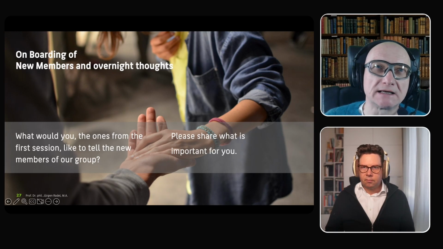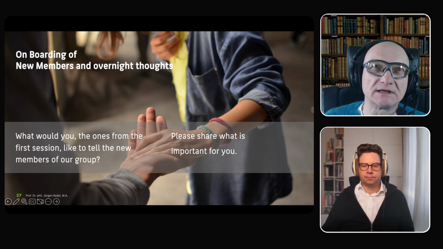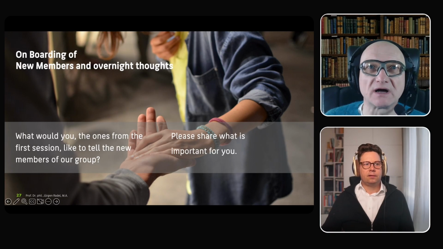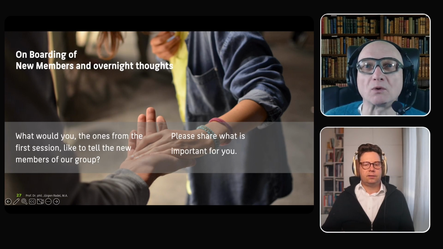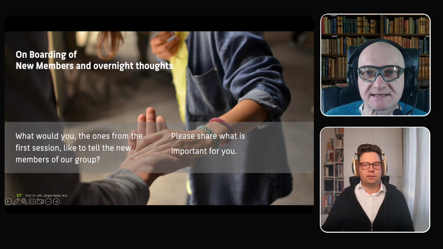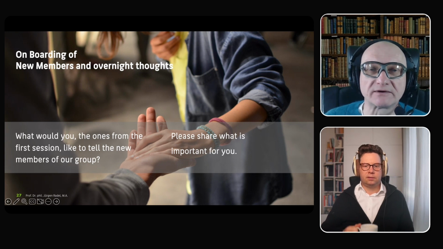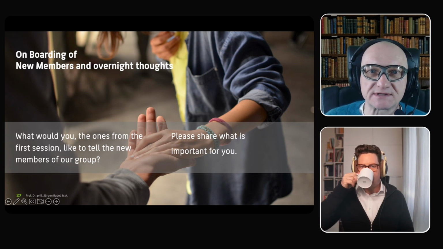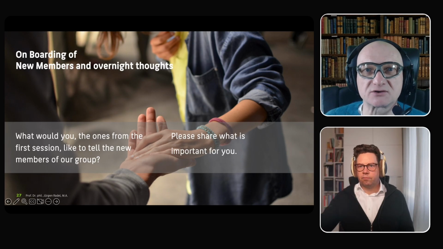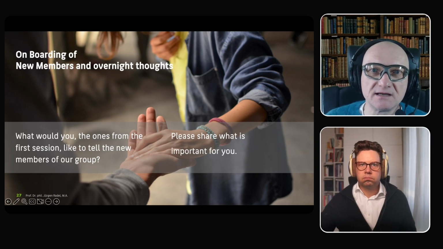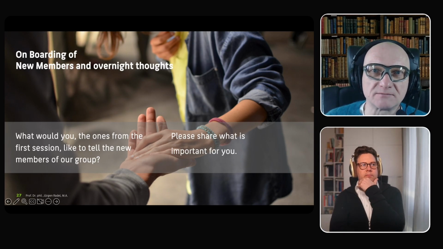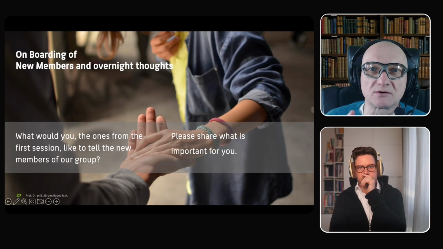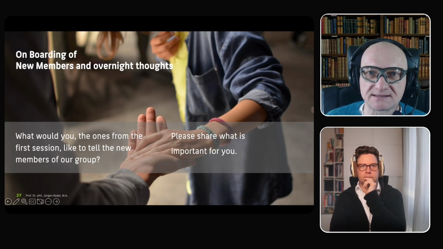a possibility to get some data out of the impact of our actions the day before or regarding the last session. So whenever we start with the first session and we go to the second session, the first thing at the starting point of the second session would be the question, what were your overnight thoughts regarding the last session?